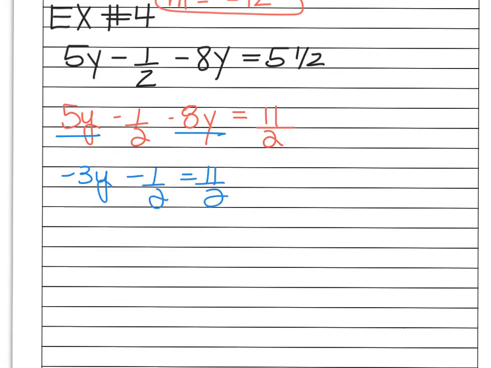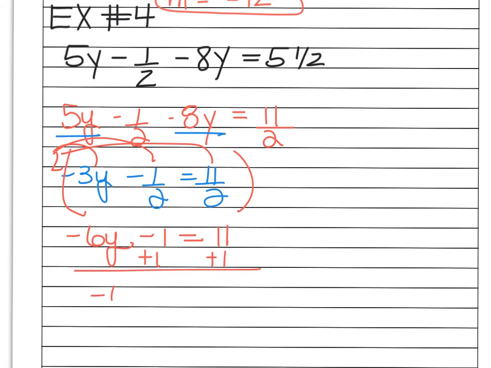So now I can go ahead and do my shortcut, where I'm going to multiply everything by 2 to get rid of that denominator. So 2 times negative 3 is negative 6y. Here my 2's will cross out, so I'm just going to have negative 1. And then also my 2's will cross out here, and I'll have just 11. So now I can go ahead and add 1 to both sides. I get negative 6y equals 12. Divide by negative 6. I get y equaling negative 2.